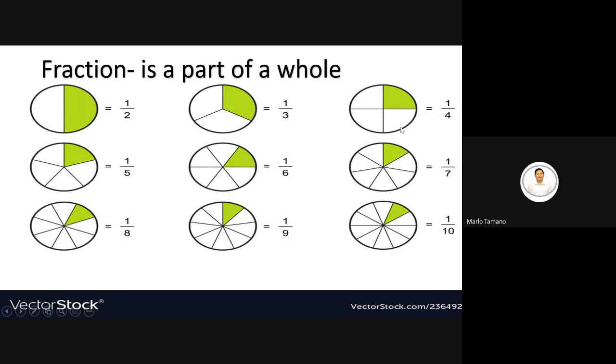A pie divided into 4, yung isang part doon ay 1/4. A pie divided into 7, the one of it is 1/7. A pie divided into 10, that is 1/10. And that is what we call fraction. So all of these are fractions. Naintindihan?